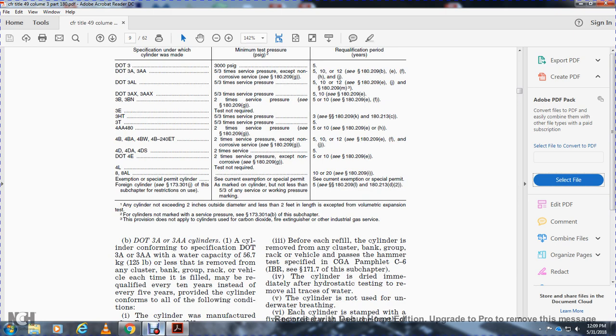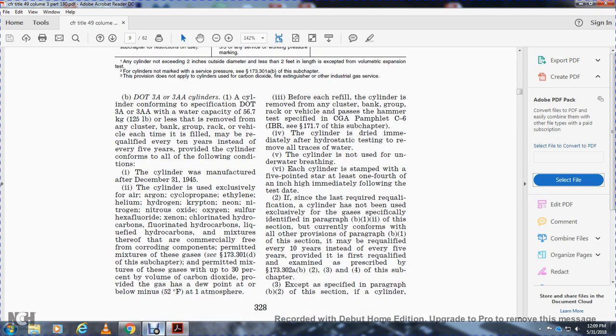DOT 3A and 3AA cylinders must conform with the specification of DOT 3A and 3AA, with a water capacity of 56 kilograms or 125 pounds, but it may be removed from any cluster bank or group rack of the vehicle each time in the field. It may be requalified every 10 years instead of every 5 years, provided the cylinder conforms to all of the following conditions. The cylinder was manufactured after December 31st, 1945.